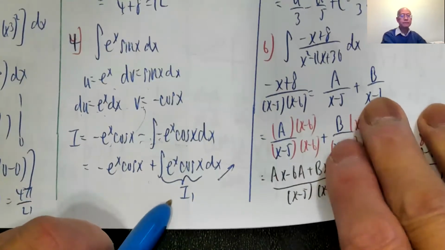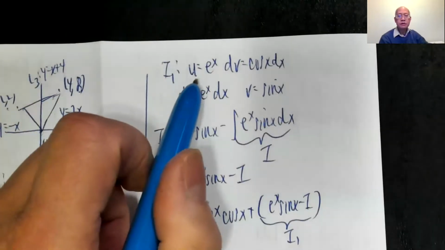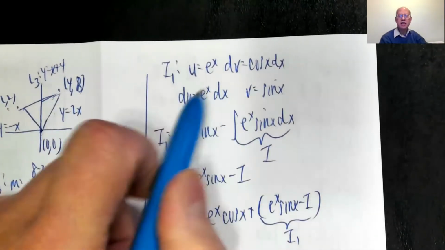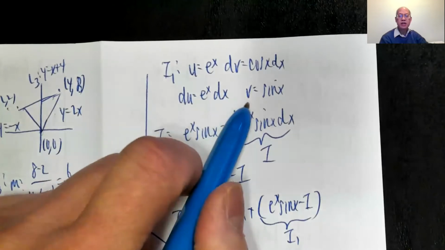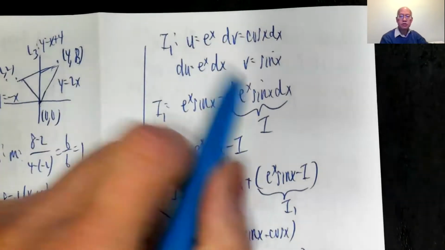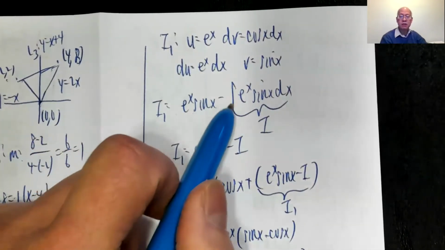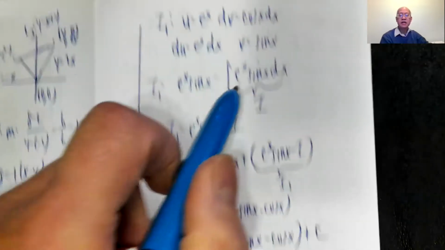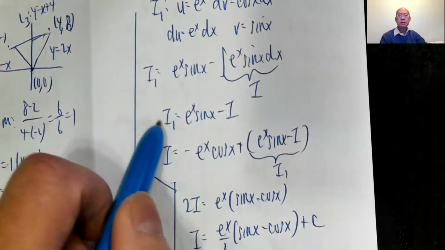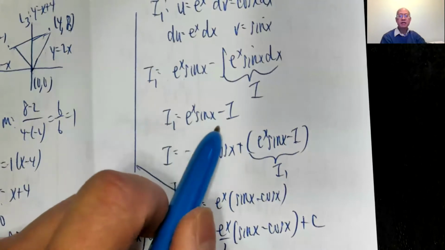I'll call this I1. For I1, u is e to the x, dv is cosine x dx, du is e to the x dx, v is sine x. So I1 is uv, e to the x sine x, minus the integral of v du, e to the x sine x dx. That's the same as I. So I1 is e to the x sine x minus I.